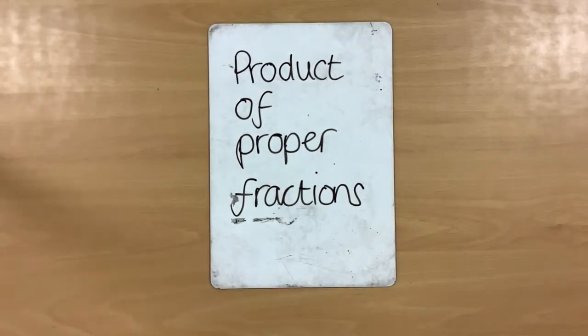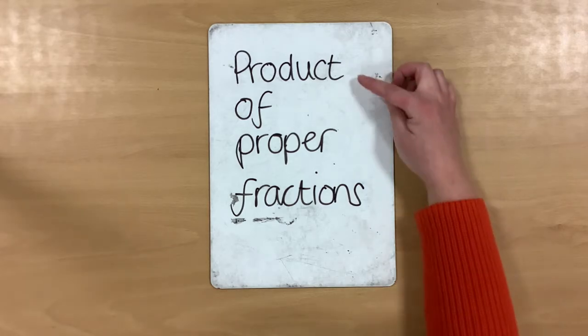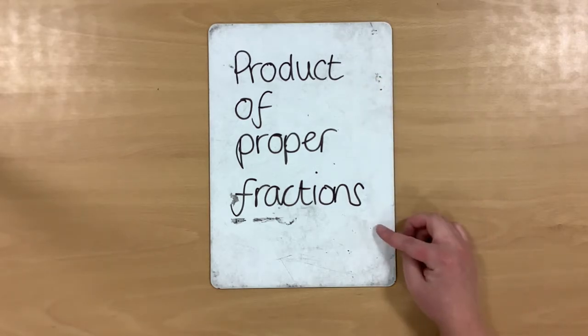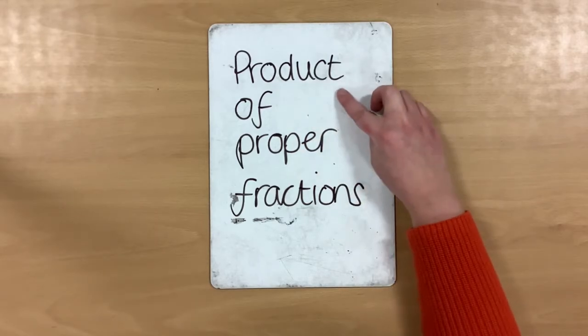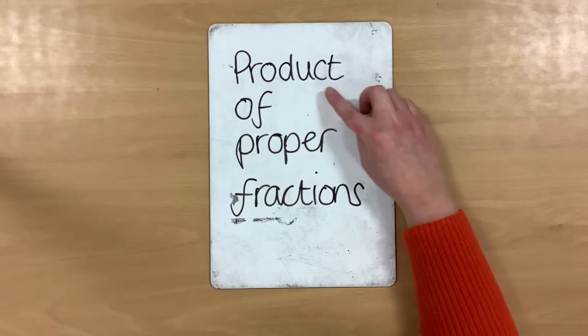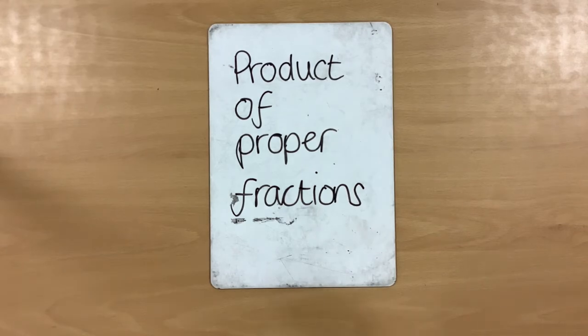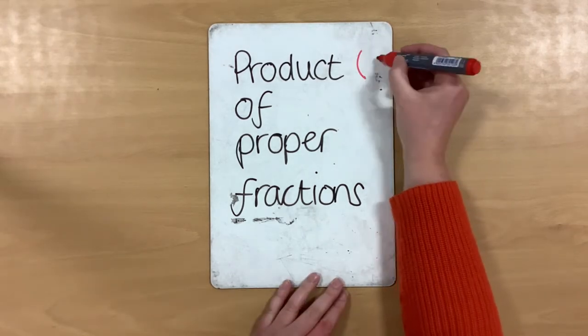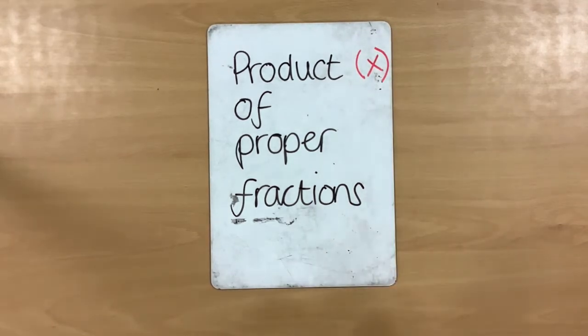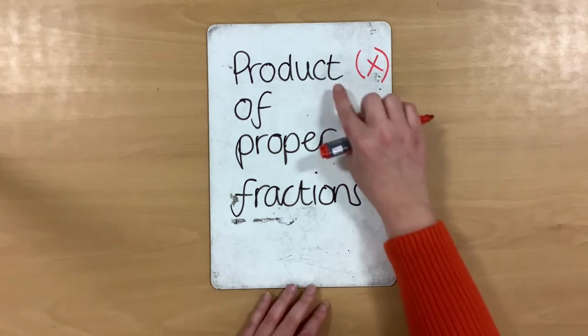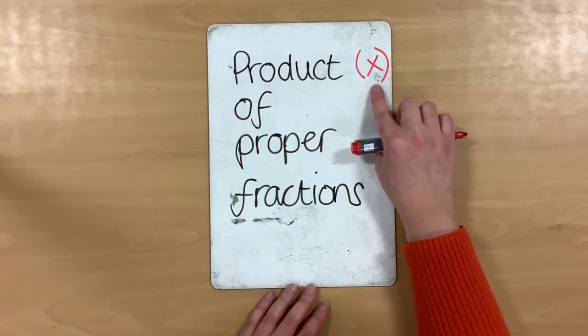Today we're going to be doing some pre-teaching of some work to do with fractions. We're going to be looking at the product of proper fractions. First we need to make sure that we understand what this means. We've got the word product. In maths, product means multiply, or the multiplication of a set of numbers. So product meaning multiply.